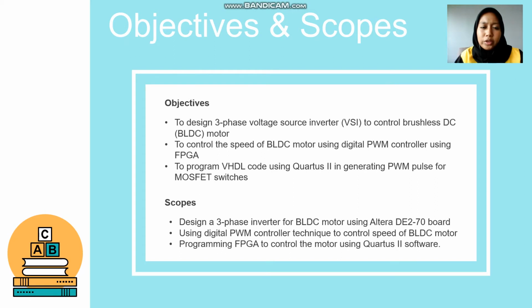There are 3 objectives for this project, which are to design 3-phase voltage source inverter to control BLDC motor. Next, to control the speed of BLDC motor using digital PWM controller using FPGA. Next is to program the HDL code using Quartus 2 in generating PWM pulses for MOSFET switches. The scopes are designing a 3-phase inverter for BLDC motor using Altera DE170118 board, using digital PWM controller technique to control speed of BLDC motor. And the last one is programming FPGA to control the motor using Quartus 2 software.